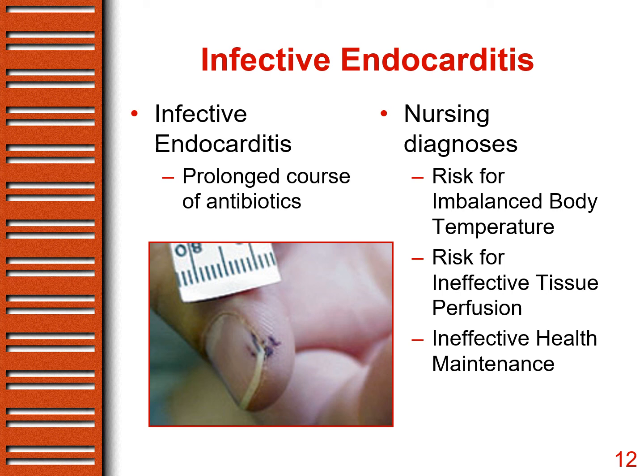Nursing diagnoses include risk for imbalanced body temperature, risk for ineffective tissue perfusion. That's one that we are really stressing, as you can see in our module on perfusion, and also ineffective health maintenance, especially with IV drug users, and making sure that they get their prolonged course of antibiotics.